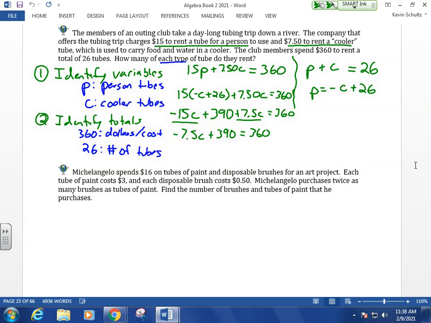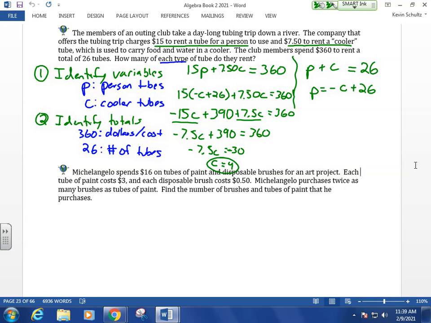So far, am I on the right track, or did I make a mistake and you're just not going to tell me until the very end? Sometimes you like to play that game. Okay. Move the 390 over. Negative 7.5c equals negative 30. It's going to be a negative 30 because you have 360 minus 390. Oh yeah, I got it. And since we have negatives on both sides, when we divide here, we get a positive answer, and that is positive 4.